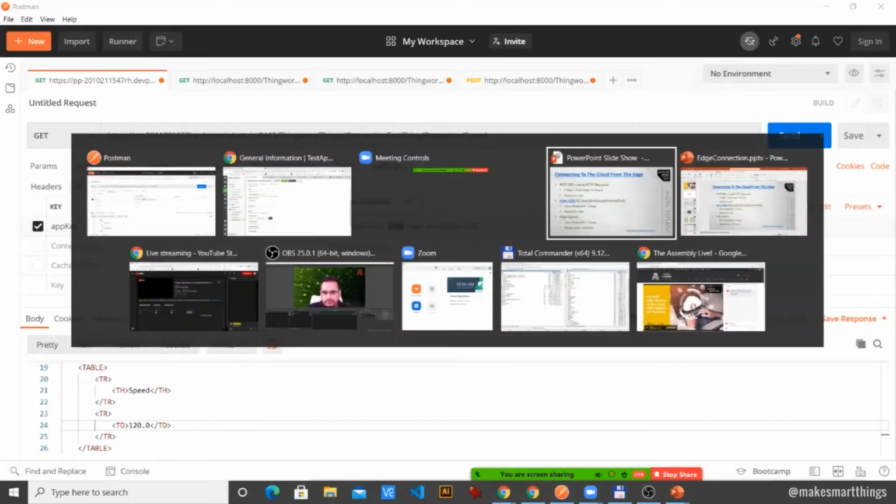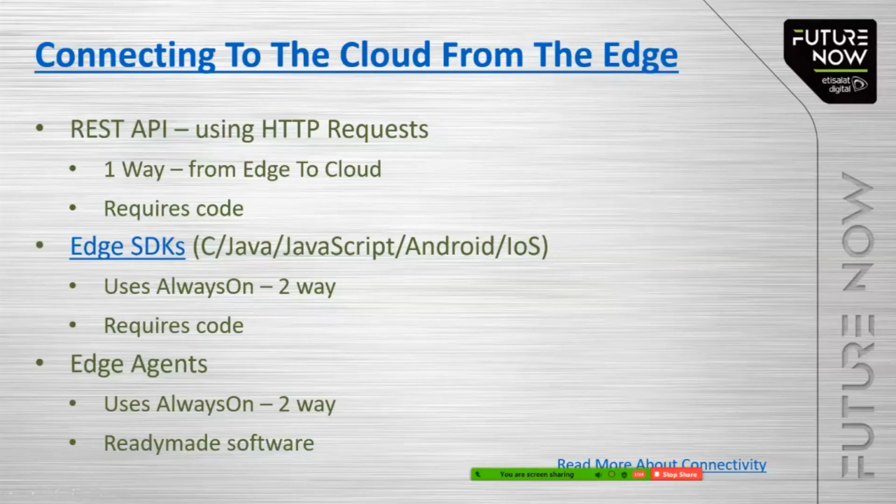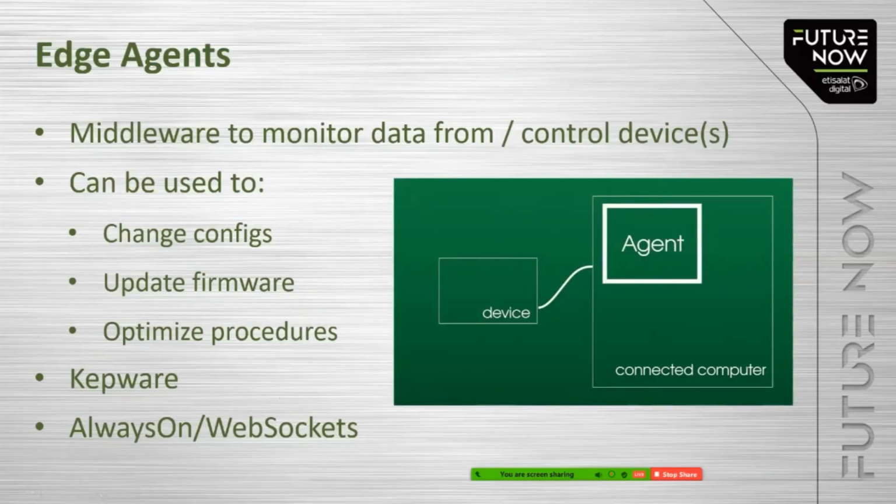Let's go back to the PowerPoint. So we've explained all this about edge SDKs and all that. Now we're going to focus in from here on edge agents. Okay. Now edge agents are a piece of software. It's a middleware that exists on the edge. It could be on the same machine as your device, which is connected to sensors. So I could have a Raspberry Pi, which is connected to sensors, and then it also has an edge agent running on it, which is going to be what we have downloaded before.